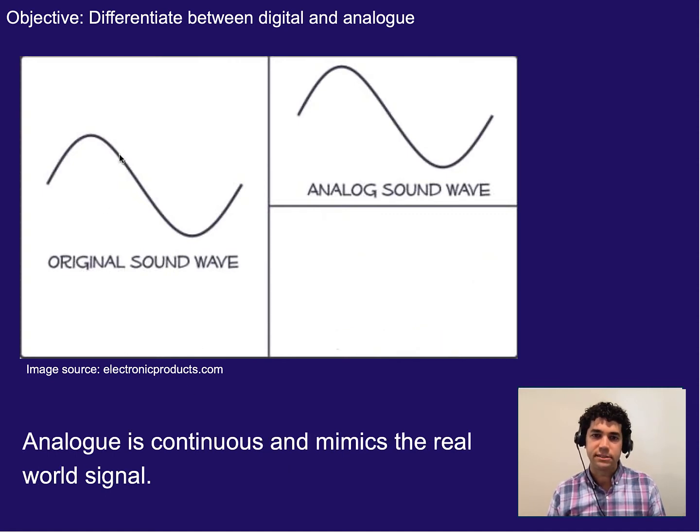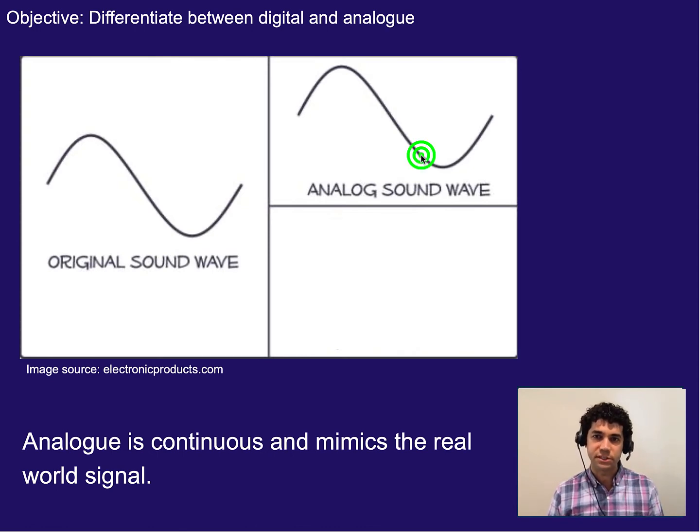Analog means it's continuous. It mimics the real world signal. So if this is our original sound wave, like the actual person talking, when we record it in an electronic form, voltage varying up and down or whatever it is, then we're going to mimic every single little point along the way. So as this goes up, we're going to try and record every single bump and dip and little bit that's there. And that's what analog does.